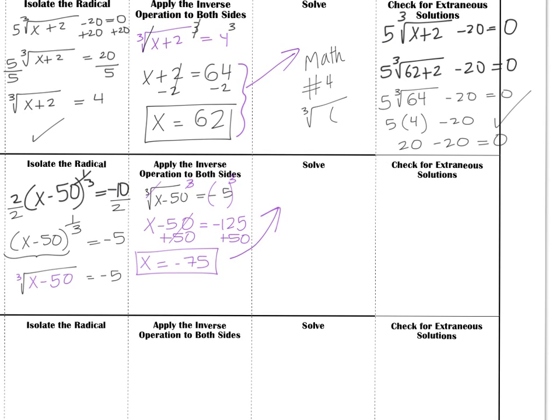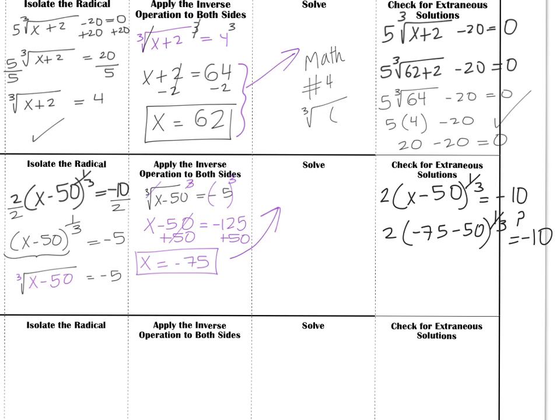Okay, now let's move the whole equation into my last column, because I need to check if negative 75 is an acceptable solution. So put x as a negative 75, minus 50, all of this to a 1/3, and we're going to check if this is going to give me negative 10. So what I'm going to do is go to my calculator and put this on my calculator.